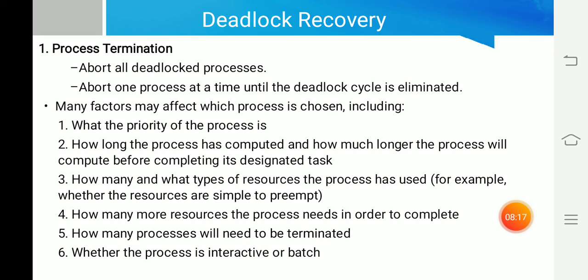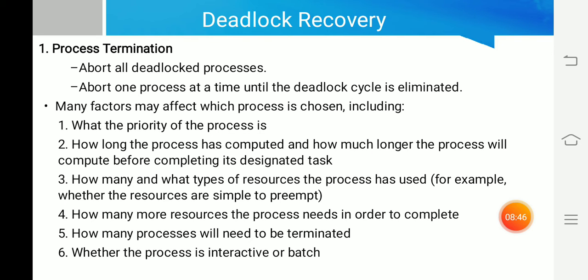If there is a deadlock, we'll abort one more. So step by step, one after another, we will abort one process, then check whether the deadlock is there or not, then again abort one process. So there are two methods. First, we can abort all the processes which are leading to the deadlock, or we can step by step, one after another, abort a process and check.